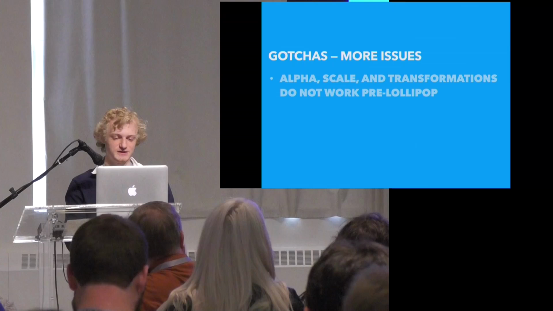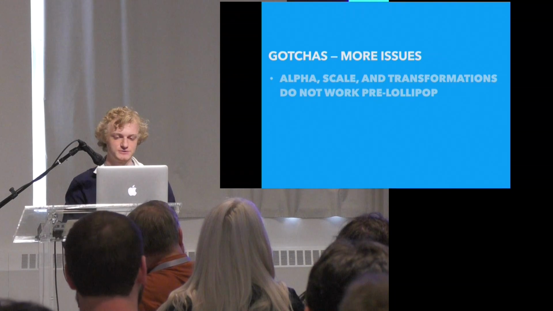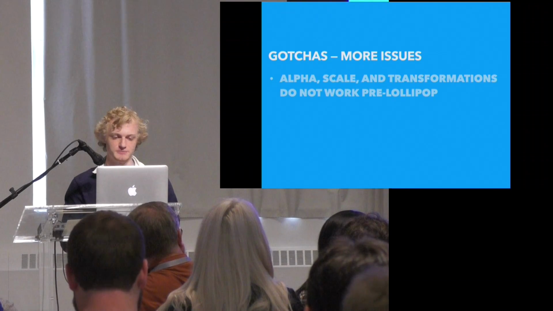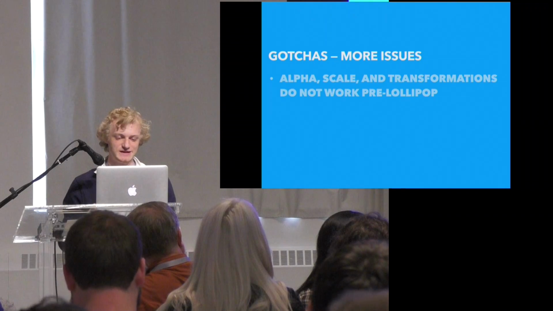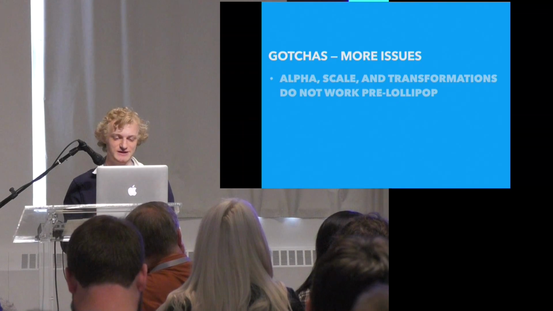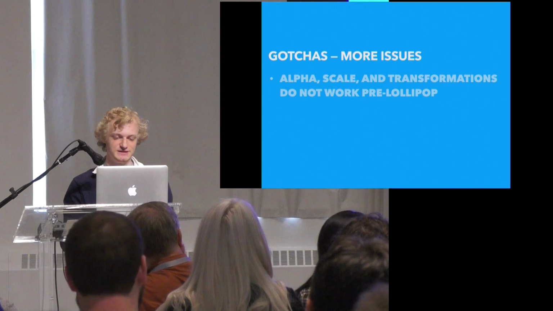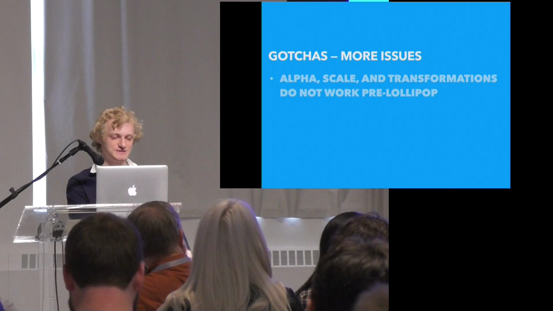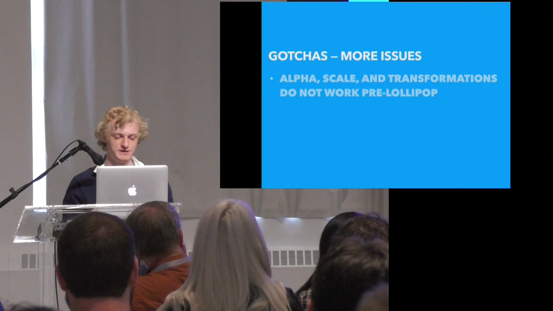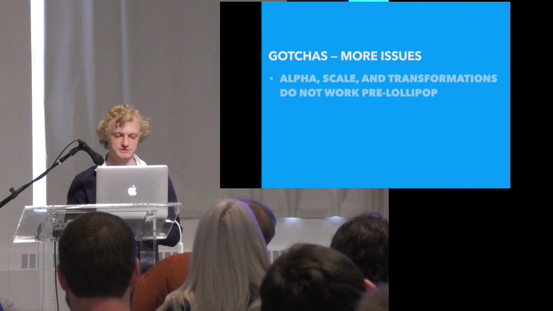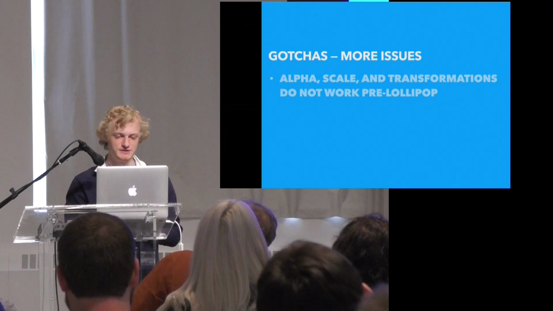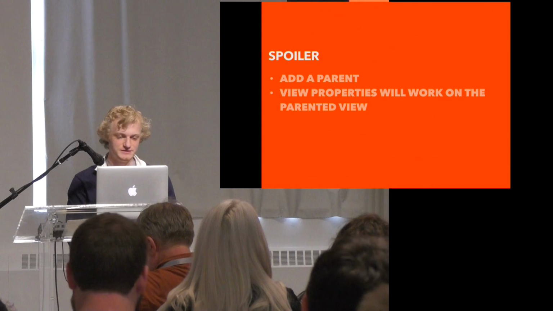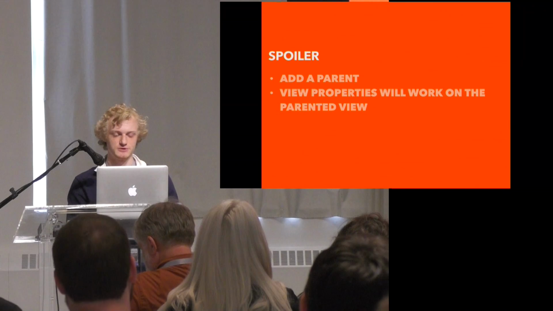I was running this all on Lollipop, and alpha, scale, transformations, and other view properties worked out of the box for me on Lollipop. Turns out on KitKat and below, alpha, scale, and transformations do not work when your view is added to the window manager. So I went the long route of making custom views, trying to solve these issues, trying to get back to the clipping issue. Then there's really a much simpler way. The spoiler is just throw it into a parent view.